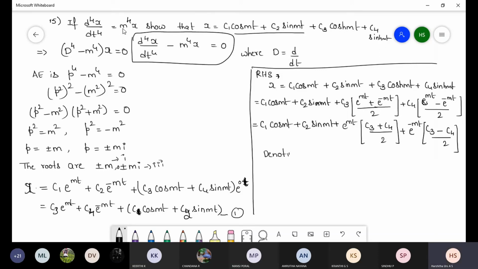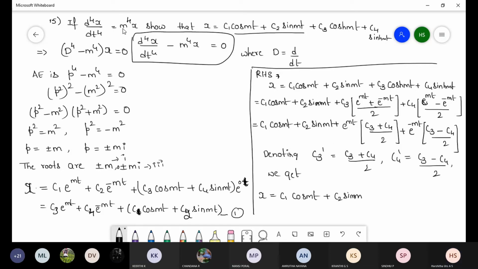Now denoting or taking C3 dash as C3 plus C4 divided by 2, and C4 dash as C3 minus C4 divided by 2, we get x is equal to C1 cos mt plus C2 sin mt.